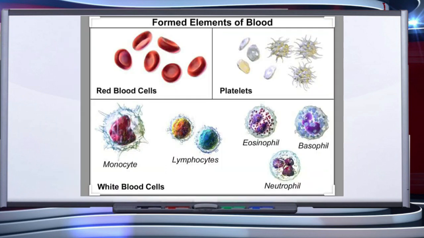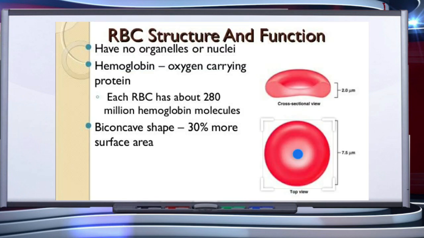Erythrocytes, leukocytes, and platelets are collectively called formed elements, and they constitute nearly 45% of the blood. Let's talk about these elements one by one. Erythrocytes or red blood cells are the most abundant of all the cells in blood. RBCs are formed in the red bone marrow in adults.